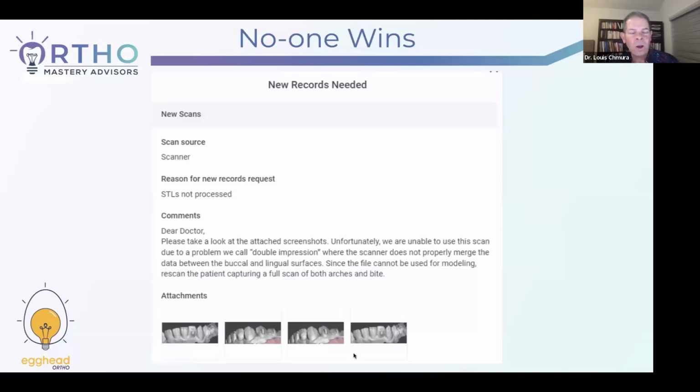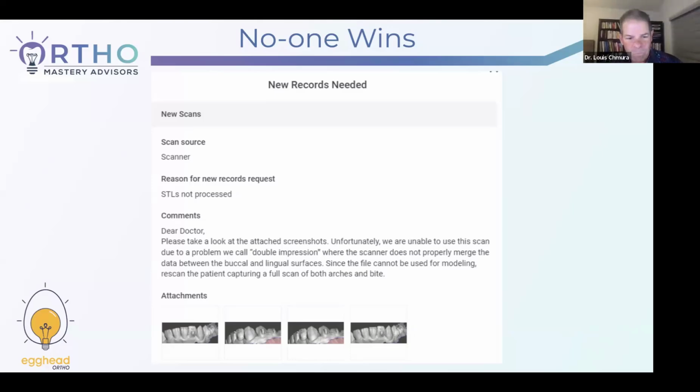And this is what you don't want, right? Dear doctor, please take a look at the attached screenshots. Unfortunately, we're unable to use the scan due to a problem we call double impression. The scanner does not properly merge. It can't figure out what things go together. Can't merge the data between the buccal and lingual surfaces. Since the file cannot be used for modeling, rescan the patient, capturing a full scan of both arches and bite.